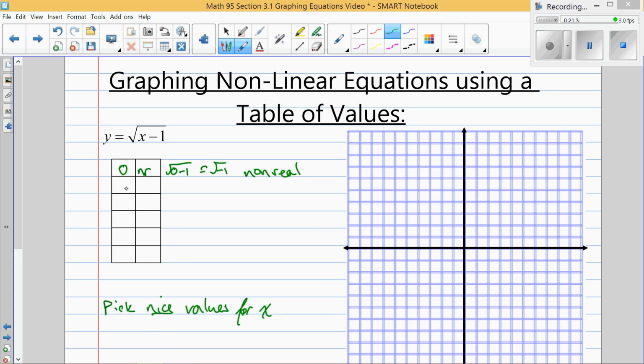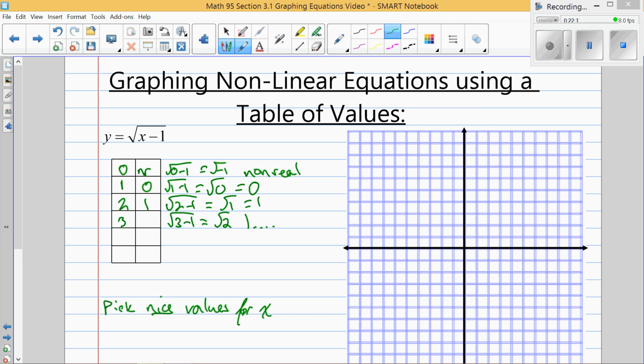The next thing that I want to do is plug in a 1. So I get the square root of 1 minus 1, which is the square root of 0, which is just 0. If I plug in a 2, I get the square root of 2 minus 1, which is the square root of 1, which is 1. So far, I've just been counting. But what happens if I put in a 3 here? If I plug in a 3, I get the square root of 3 minus 1, which is the square root of 2, which is some ugly decimal number.